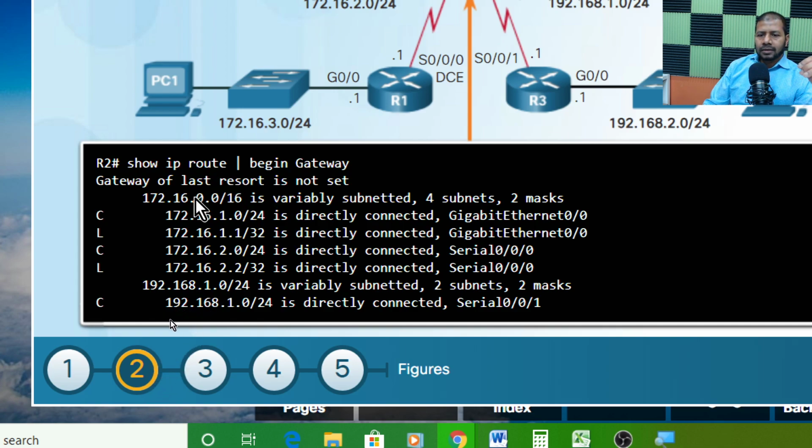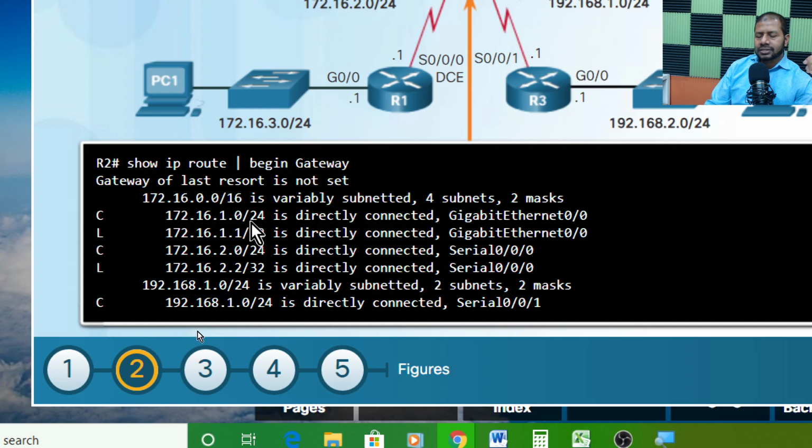These are C and L, by the way. C means directly connected networks. Right here, 172.16.1.0, that is directly connected to the gigabit 0/0 interface. Then L. L is the directly connected gigabit 0/0. You may say, hey, why is there a C and an L? I did explain in the last class. I'm going to explain again. C, look at this very carefully.